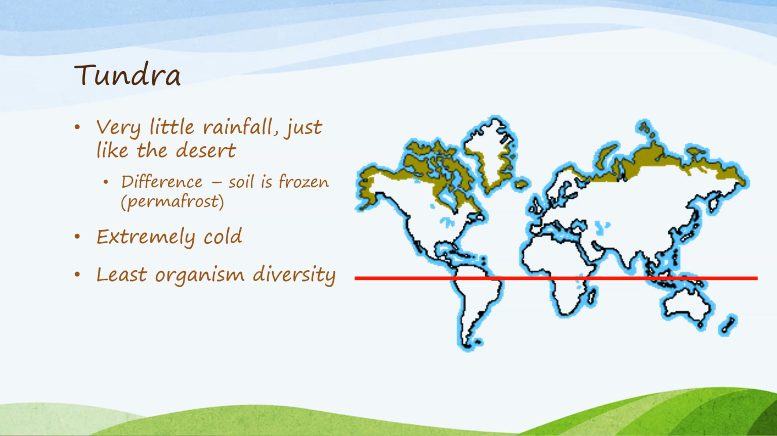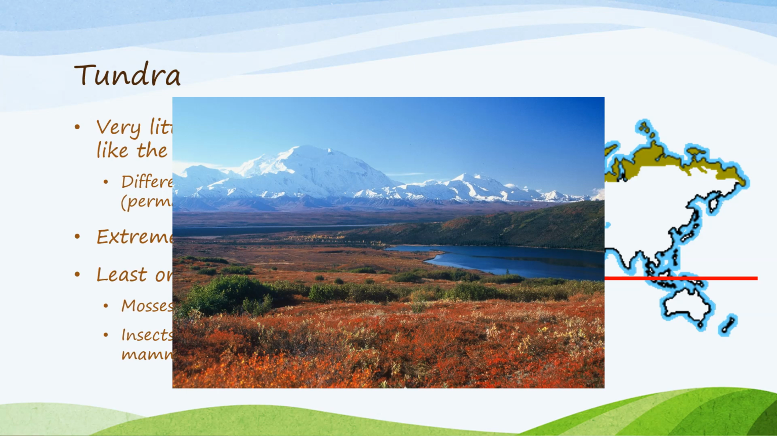Also, the tundra is the biome that has the least amount of organism diversity. So there are very, very few types of plants and very, very few types of animals because the organisms that live here have to be especially suited to very, very little amounts of water and very, very cold temperatures. Not very many organisms can survive here. So the types of plants that you might see, though, are things like mosses and grasses and maybe some small trees. And the types of organisms that live here are mostly insects, some types of birds, maybe some types of mammals here and there. And this is a picture of what the tundra might look like.